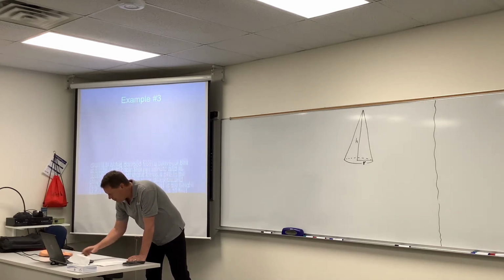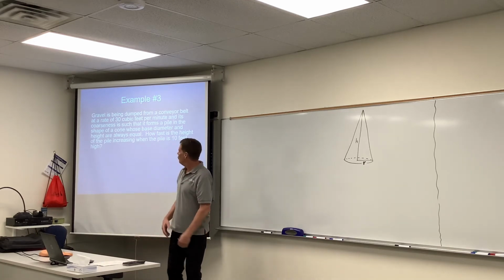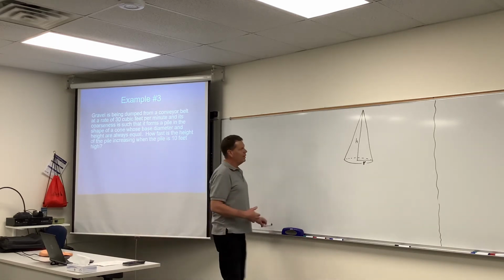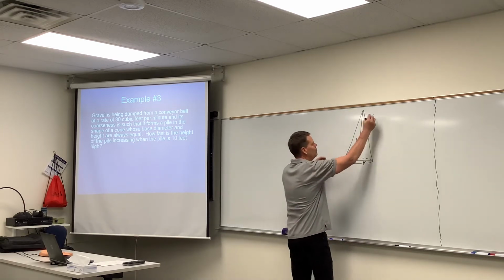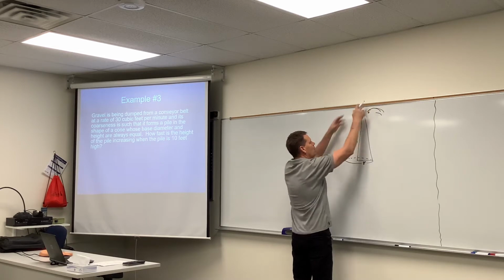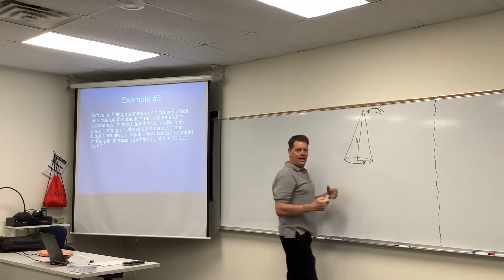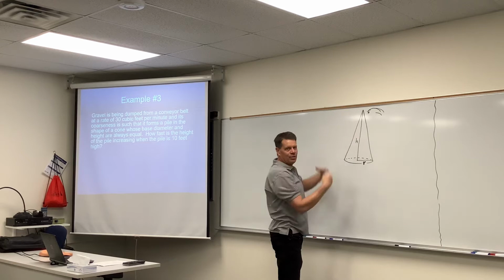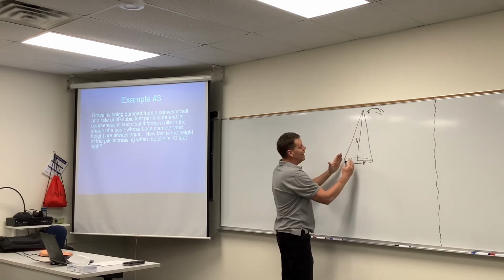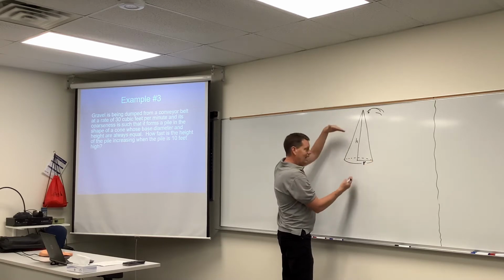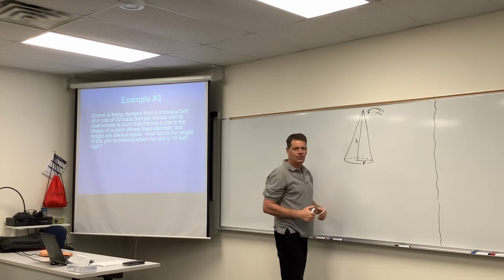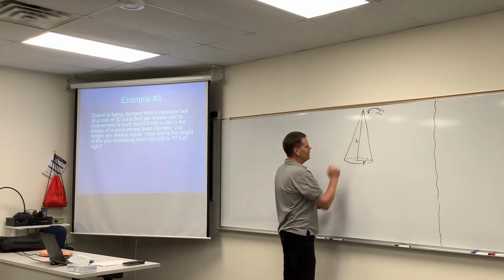But anyway, example number 3 talks about gravel being dumped from a conveyor belt in such a way that it's forming a cone. So the idea would be here's this conveyor belt and it's dumping this gravel on top of this cone. As that gravel continues to be dumped, the volume of this cone is changing, as well as the radius and the height. Again, I put those dimensions on there. Those would be the characteristics that would completely describe a cone, the radius and the height.